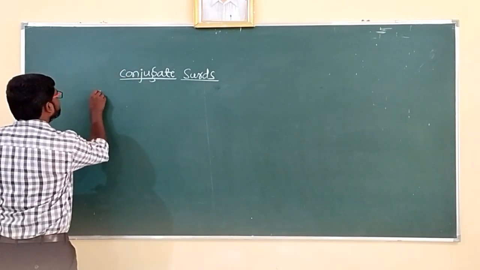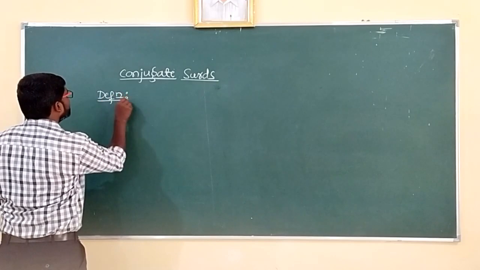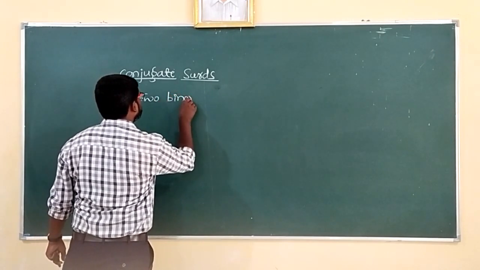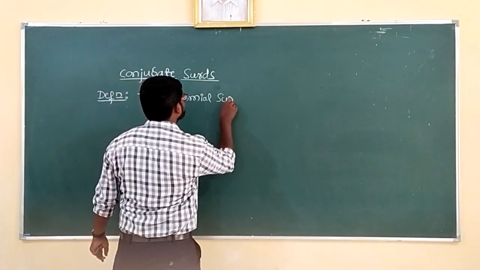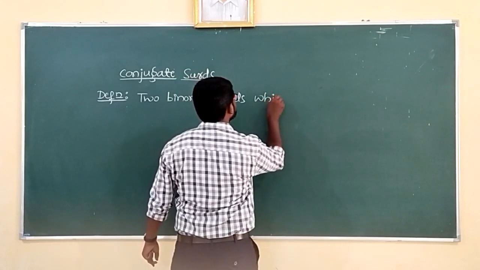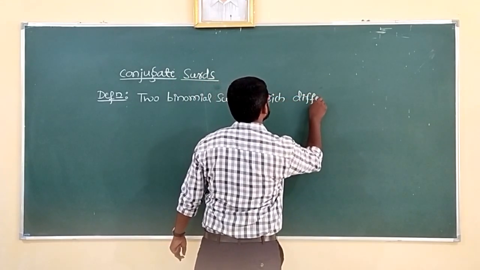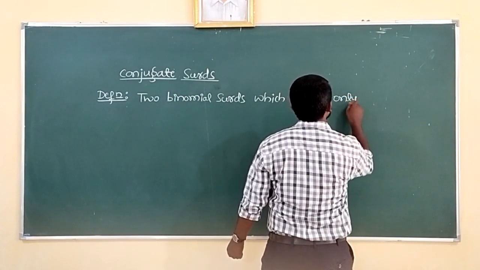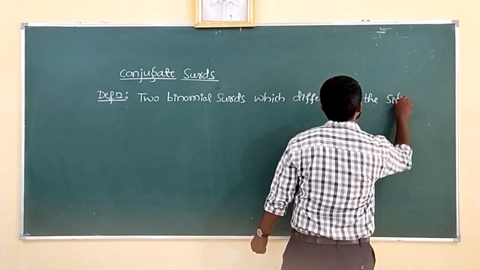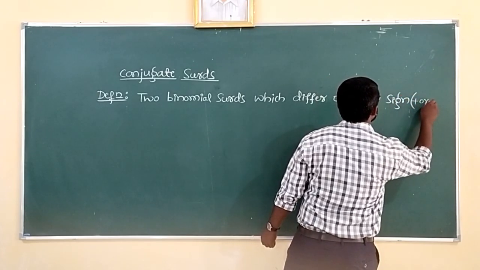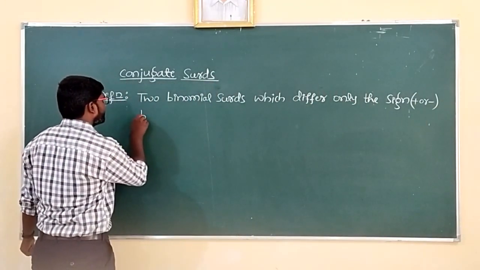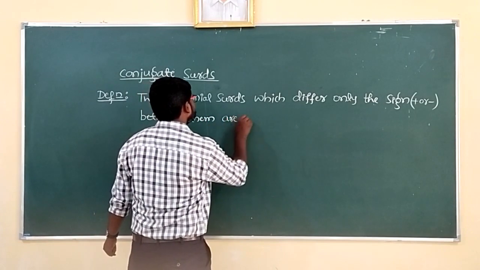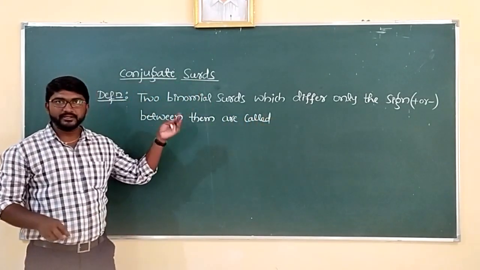Let me write the definition. Two binomial surds which differ only in the sign between them, it is plus or minus between them, are called conjugate surds.